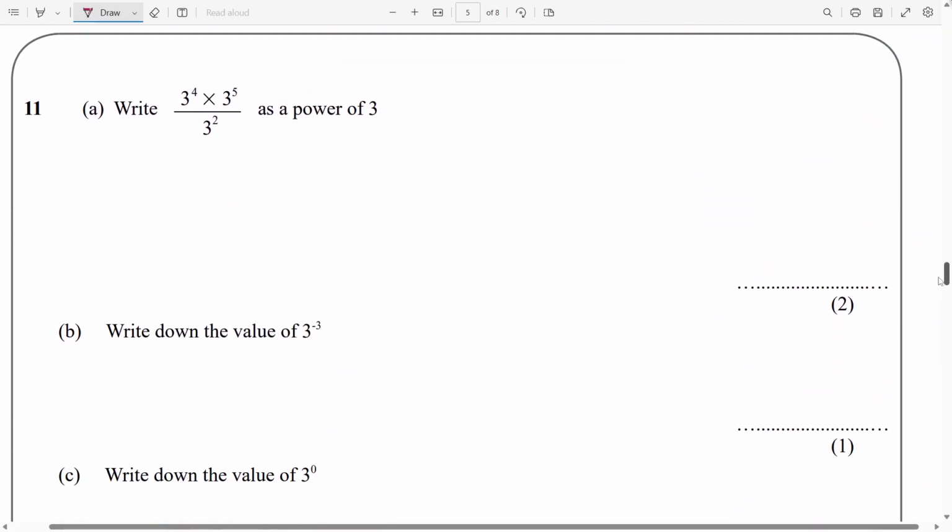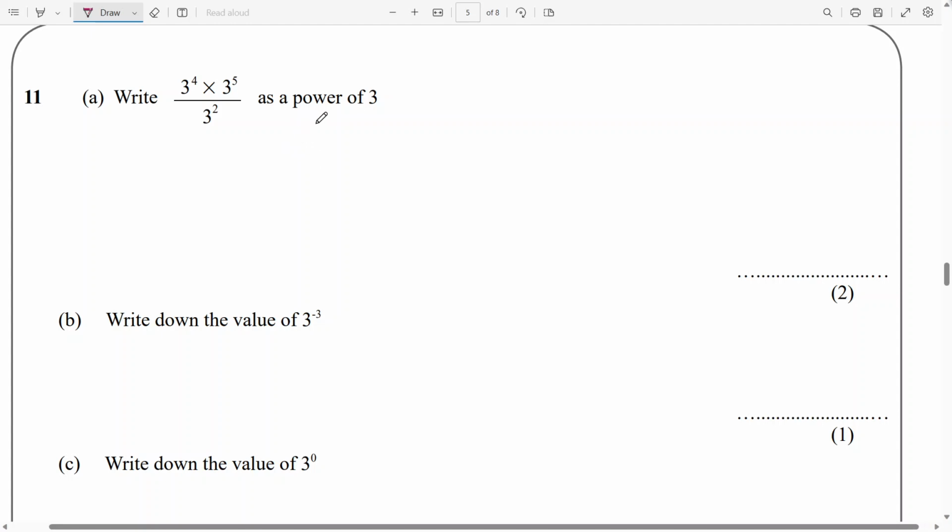Okay, so we need to do this and leave our answer as a power of 3. So the top is going to be 3 to the power of 9 divided by 3 to the power of 2. 9 is when you add 4 plus 5, that's how you get 9, okay? So there's going to be 3 to the power 9 minus 2, which is 3 to the power of 7.